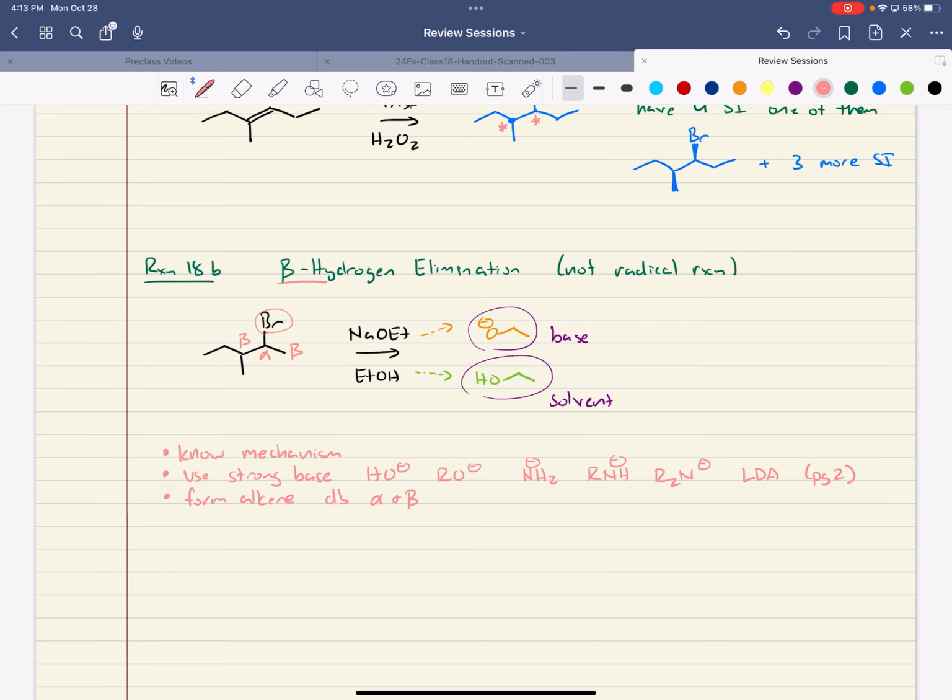All right, so let's draw the products. Maybe there are a lot. So our first product, draw the double bond to the left. You're getting rid of the bromine and the hydrogen to its left.